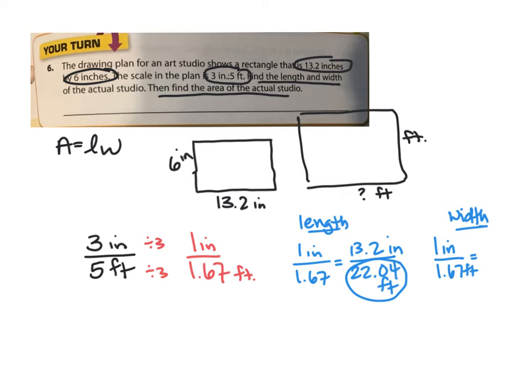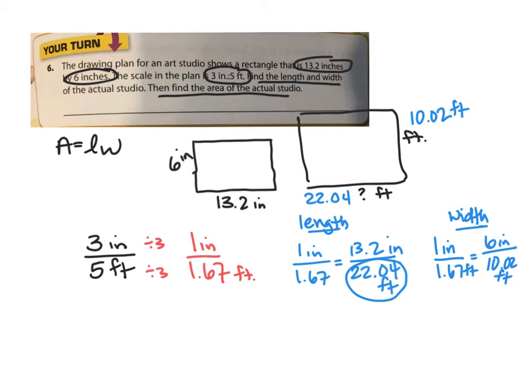And my width over here is 6 inches. So how did I get from 1 to 6? 1 times 6 is 6, right? So times 6 here, then do times 6 here, and I get 10.02 feet. So what I have found out is that I have a height or a width of 10.02 and a length of 22.04.